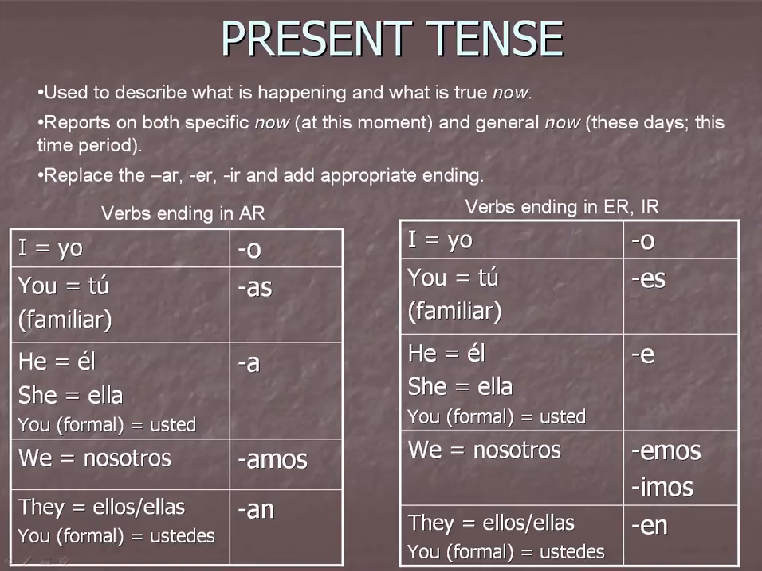On the other hand, usted is more for formal situations. It signifies a more respectful way of speaking to someone, such as someone older than you, or someone you just met, or a police officer or a fireman.